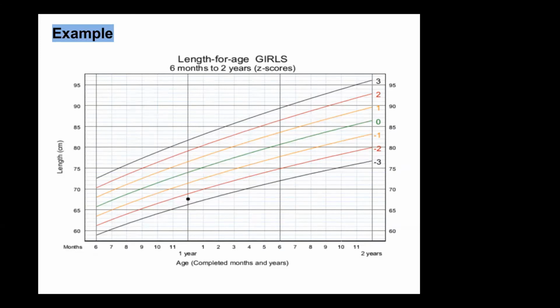So if we look at this graph, we can see that for the person who is 1 year old, the length or height is around 66, 67 centimeters, which is below -2 Z-score. Then this person is stunted because it's below -2.